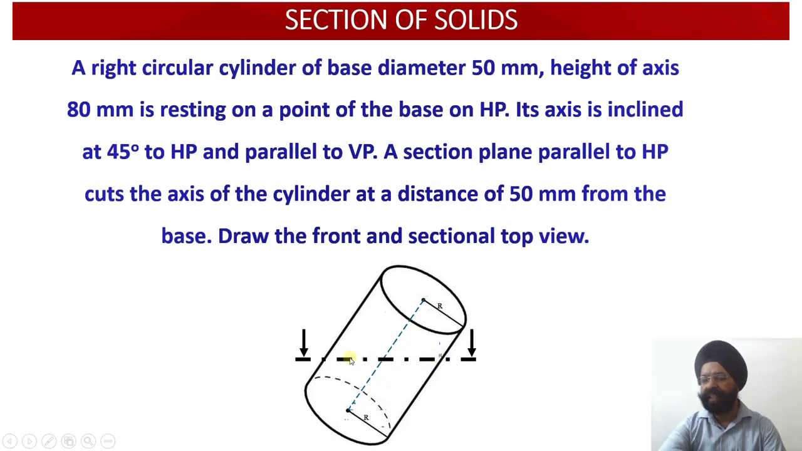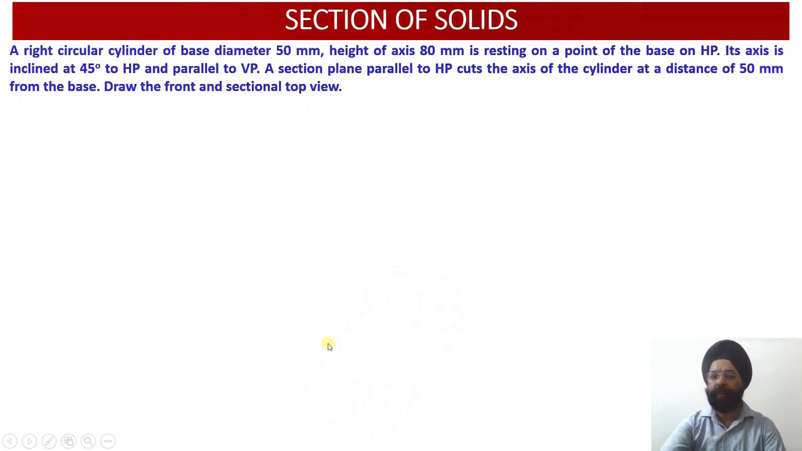So whenever a cylinder is cut by an auxiliary inclined plane, we get the true shape of the section as the ellipse. So here again I repeat, the cutting plane is parallel to HP, but since the cylinder has been inclined, the net effect is just like an upright cylinder has been cut by an AHP over here. So let us start working out the projections.